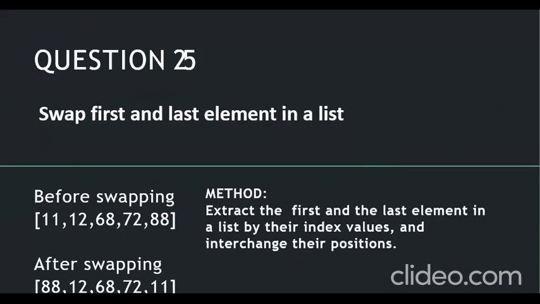In this question, we have to write a Python code in order to swap the first and the last element in a given list. Before swapping, you could see the elements of the list, and after swapping, you could see the first element and the last element have been interchanged. The method I've used here is to extract the first and the last element in a list by their index values and interchange their positions. So let me write a Python code for this question.